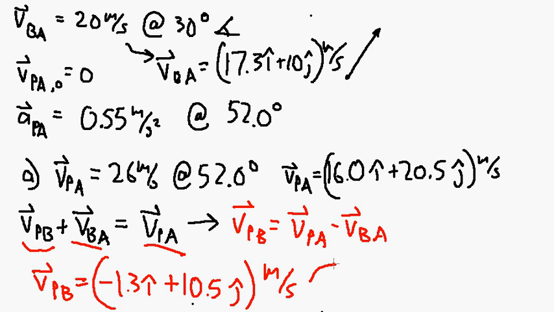And they want this in magnitude and angle. So the magnitude of VPB is 10.5 squared plus 1.3 squared, and then we take the square root of all of that. So how do I do that? Right, to the 0.5, and then the magnitude of VPB is 10.6. And then the angle is just going to be arctan of 10.5 over negative 1.3.